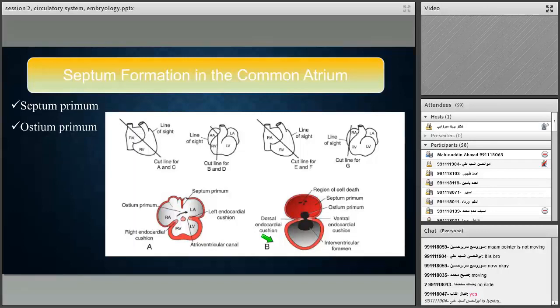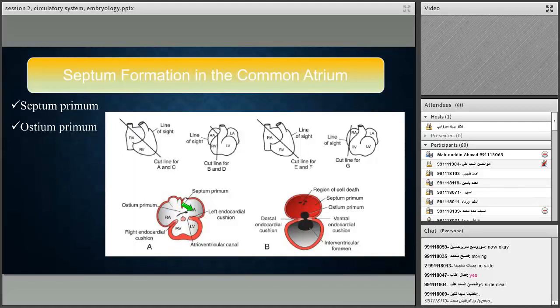At first, we are going to talk about the septum formation in the common atrium. You remember that in the cardiac tube, we had just one part. We call that the common atrium. Near the sinus venosus, we had the atrial part of the cardiac tube, and it was just one common cavity which was called the common atrium.